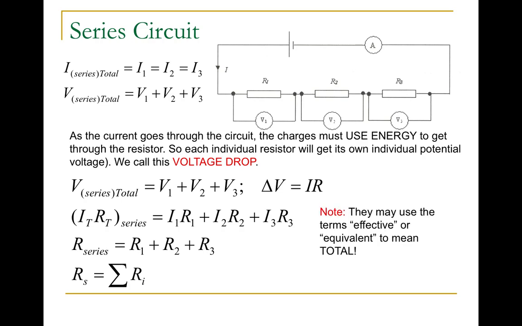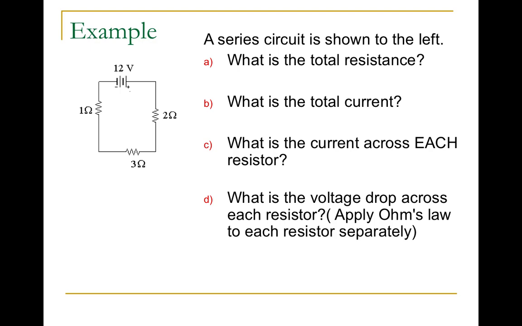Notice that you will see the word equivalent, in this case effective is also used sometimes. That means total. Again, we stay away from using the word total because in a parallel circuit, it's a little bit different. So here's our example. You have a series circuit that's shown, and there are 4 things that you're asked to find. I would pause the video, see if you can find each of the 4, and then come back and check your work.